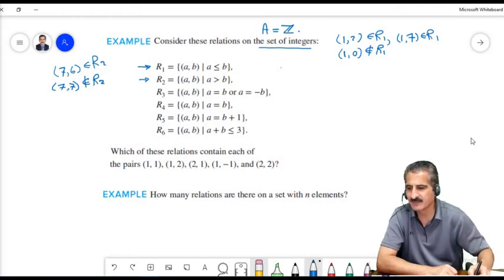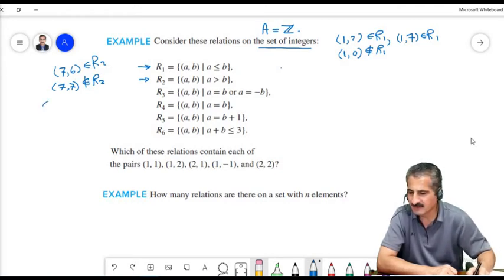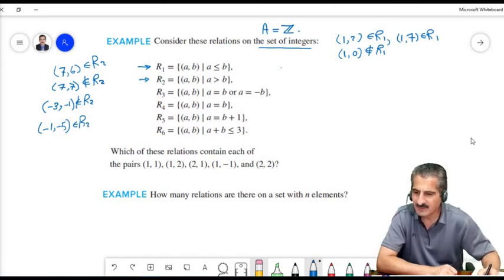Also, (-3,-1) does not belong to R2 because -3 is less than -1. But we will have that (-1,-5), for example, belongs to R2 because -1 is greater than -5. Okay, R3.